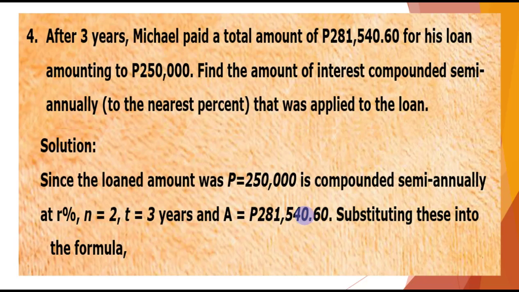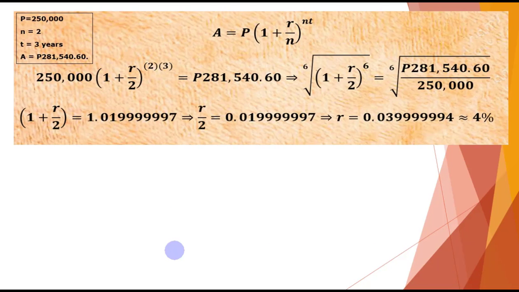Now, having known these values given in the problem and we have the unknown, we are to substitute to the given formula. A equals P times (1 + R/N) raised to NT. So plugging in 250,000, then 1 plus R, which is unknown, all over 2. The compounding period is twice a year, semi-annually, raised to 2 times 3 years. So we have here the given amount, 281,540 pesos and 60 centavos.